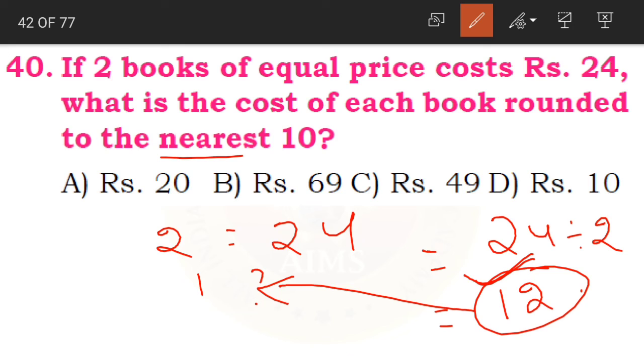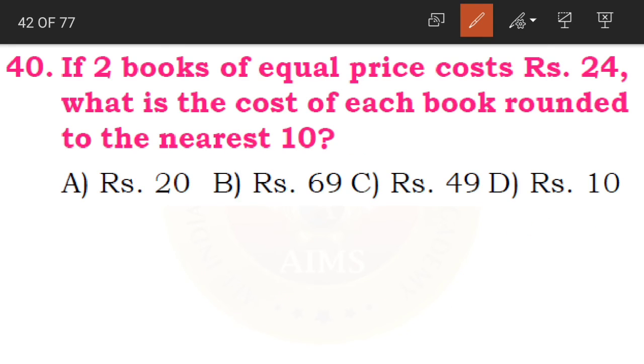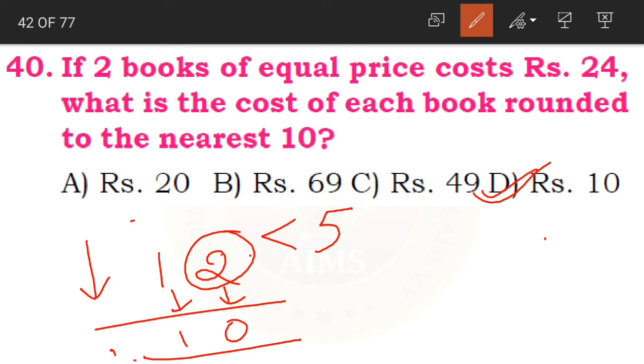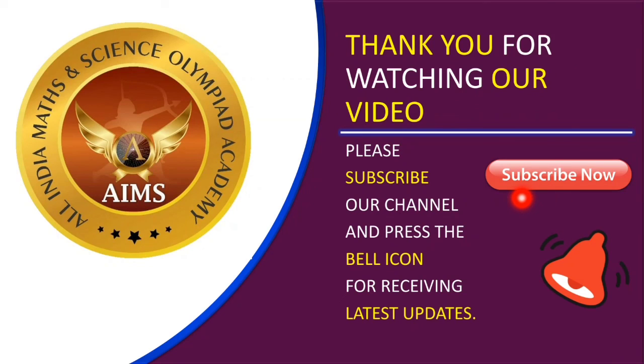Now what should we do? Round it off to the nearest 10. Look at the digit in ones place. It is less than 5. So we round it down. The digit in tens place written as it is and the digit in ones place replaced by 0. So 12 rounded off to nearest 10 becomes 10. Which is the correct answer here, children? Option D, 10 rupees.